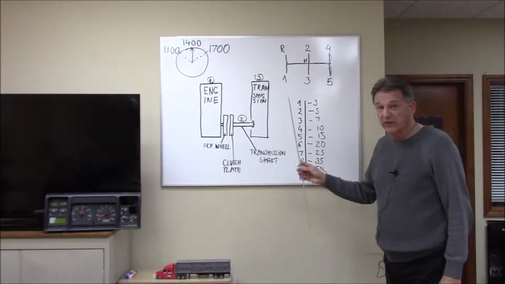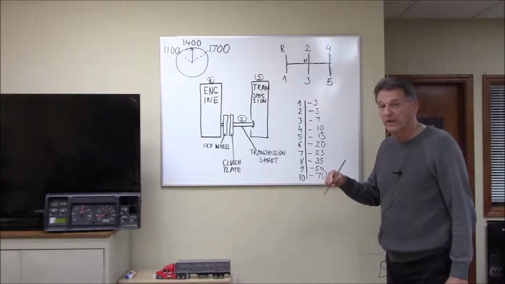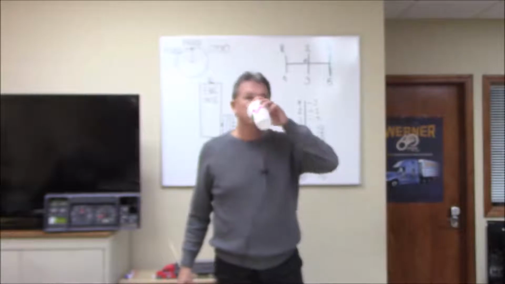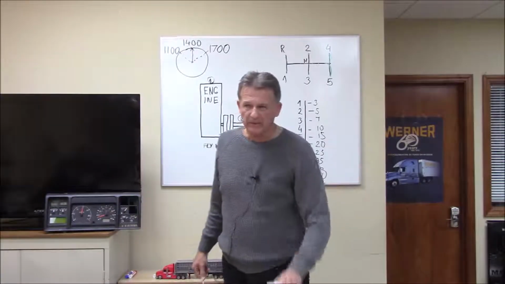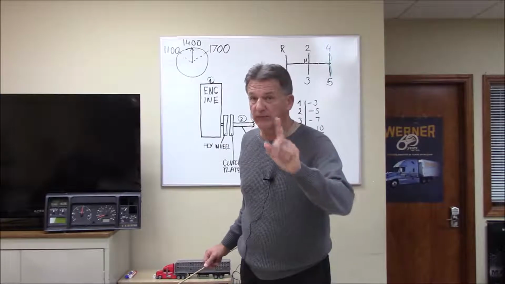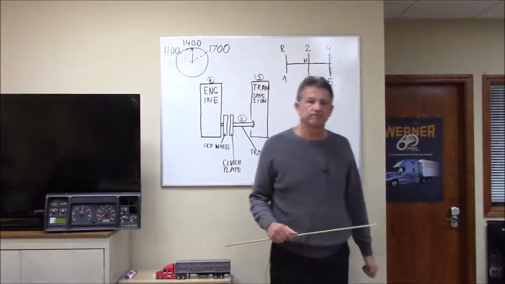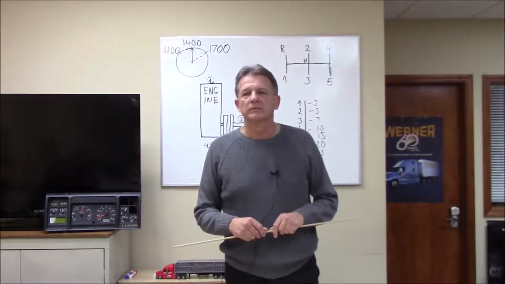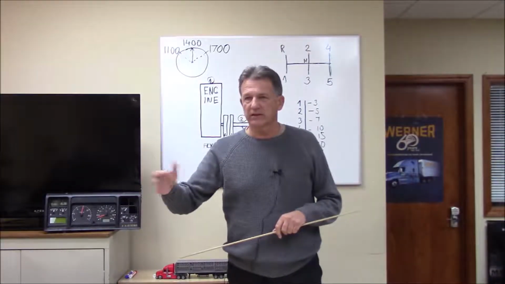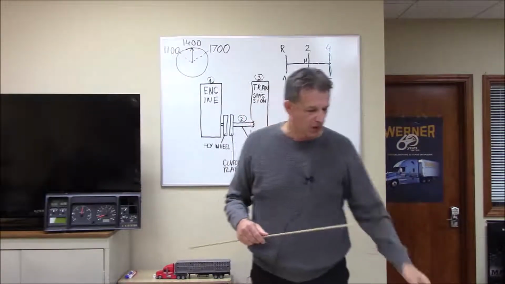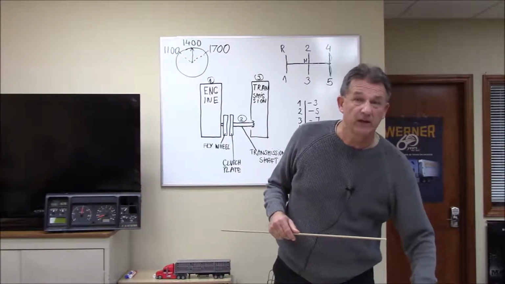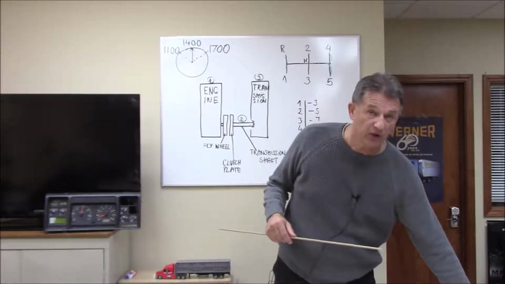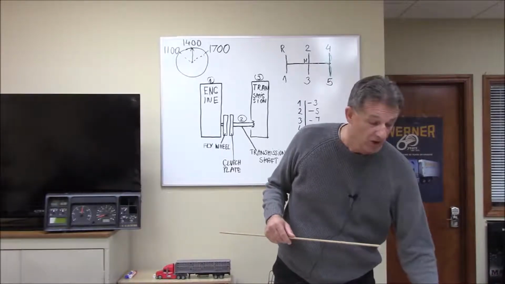Can you open your book on page number 27? I'm sorry, 25. Do you have a table, right? On the left hand side, what do you have? You have gear numbers, right? So how many gears do we have? 10, right?